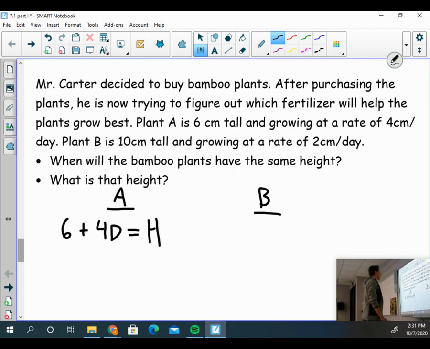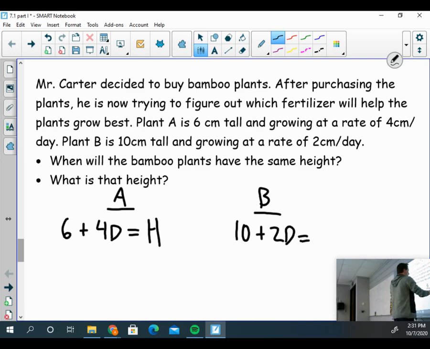We can do the same thing for plant B. Plant B starts at 10 centimeters. It's increasing by 2 centimeters per day. And that equation, depending on the number of days, will give me a height for the plant. You might be sitting there going, okay, Mr. Carter, we set up some equations, good for us. How are we going to graph with D's and H's? Well, just turn them into x and y.